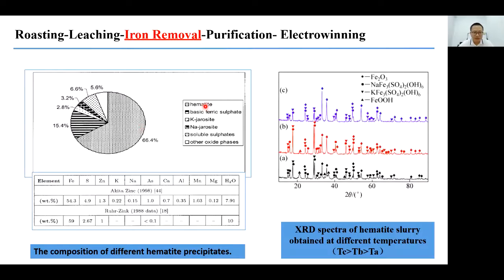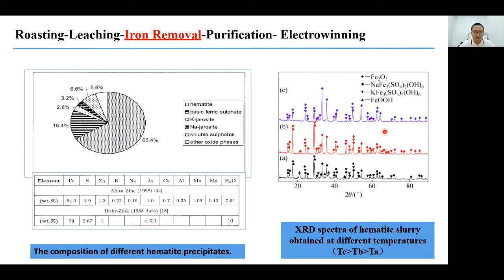And in the hematite precipitation process, the residue or the slurry is also a mixture of several different kinds of iron minerals. So it contains hematite, some jarosite, and also some soluble sulfates. And along with an increase in temperature, the crystal structure can be improved. So this is the iron removal.